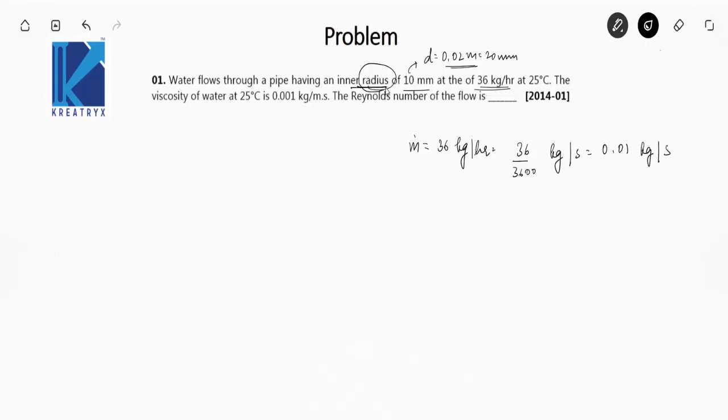At 25 degrees Celsius, the viscosity of water is 0.001 kilogram per meter second. So is this dynamic viscosity or kinematic viscosity? The units state that this is dynamic viscosity. The Reynolds number of the flow, you all know that it is equal to rho Vd by mu. Now from the data given, mu is 0.001 kilogram per meter second. We have been given the diameter also, that is 0.02 meter, but we don't know rho and we don't know V.